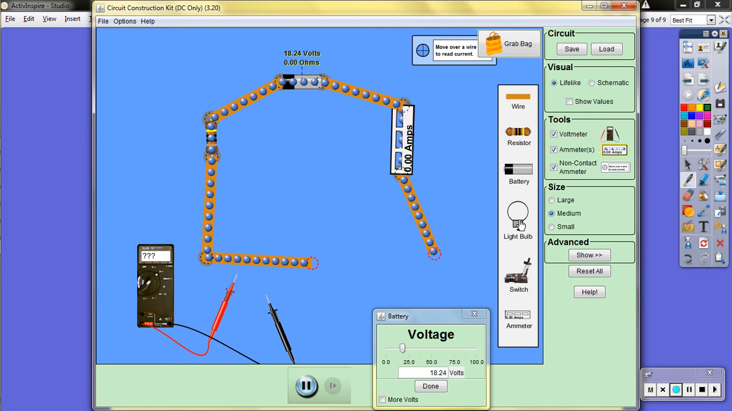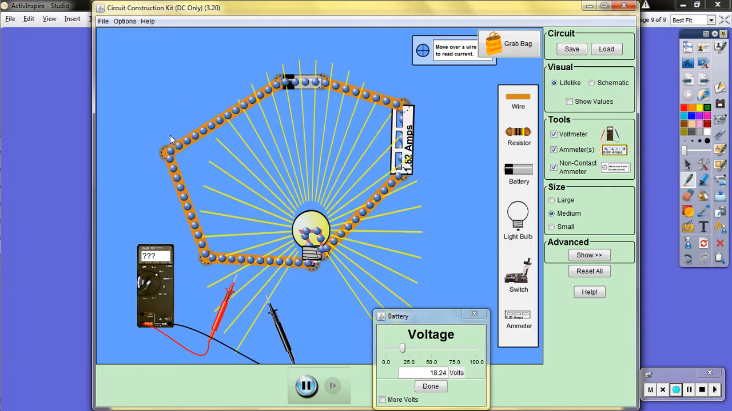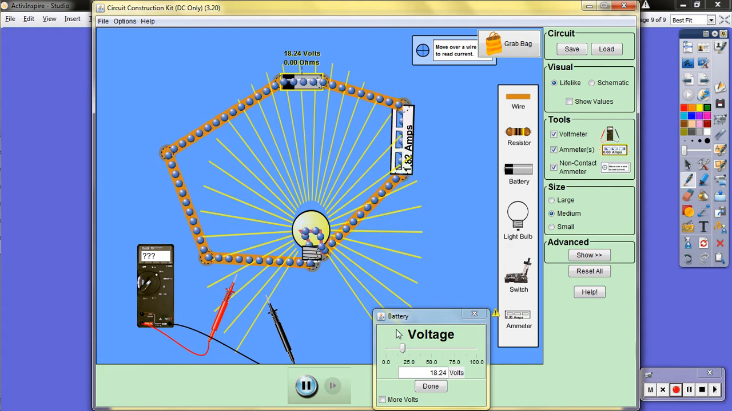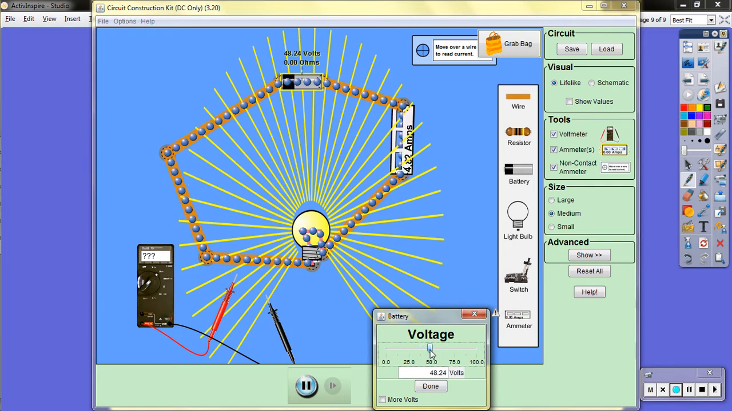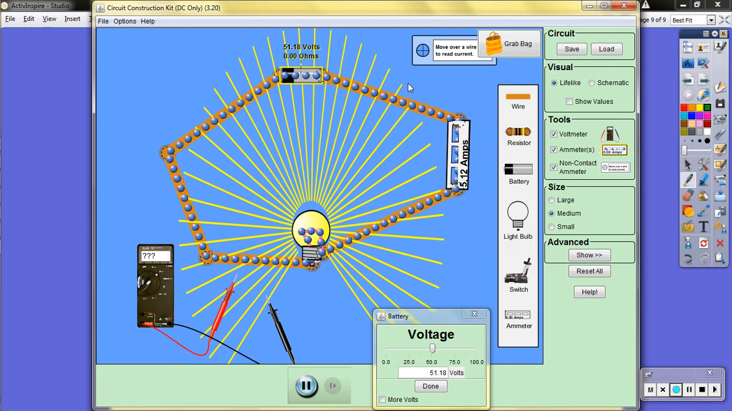I'm going to put a light bulb in and take out the resistor. So I take out the resistor, and now my light bulb lights up. In this situation, if I increase my voltage, my light bulb gets brighter. And when I increase my voltage, or my potential difference, the electrons move faster, so my current increases as well. As you can see, my current is 5.12, my voltage is 51 volts. So the electrons are moving very, very quickly. They're all carrying lots of energy, and they're giving it off at the bulb.